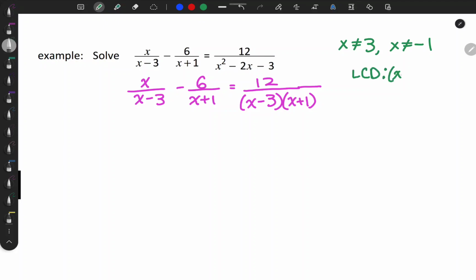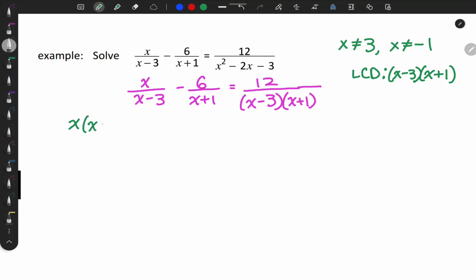We have an x minus 3, and we have an x plus 1, and it's pretty clear that's our LCD. So what I'm going to do is rewrite the left side of the equation to have that common denominator. And I'm going to move a little to the left so we have enough space. So the first rational expression already has an x minus 3, so I must multiply by x plus 1.